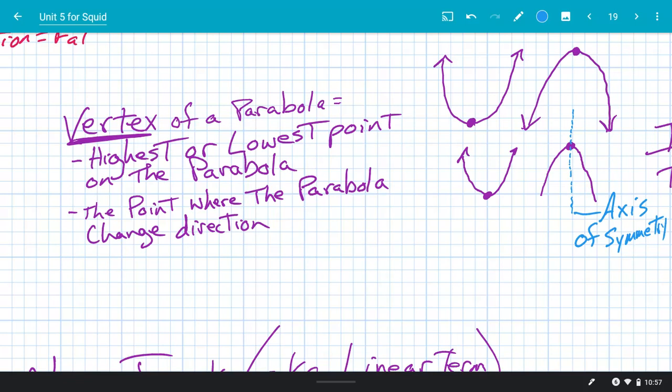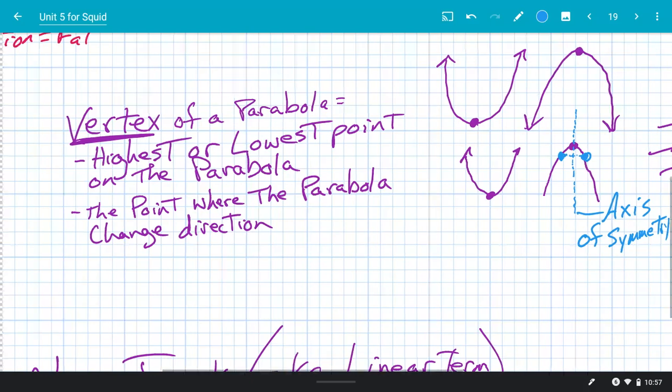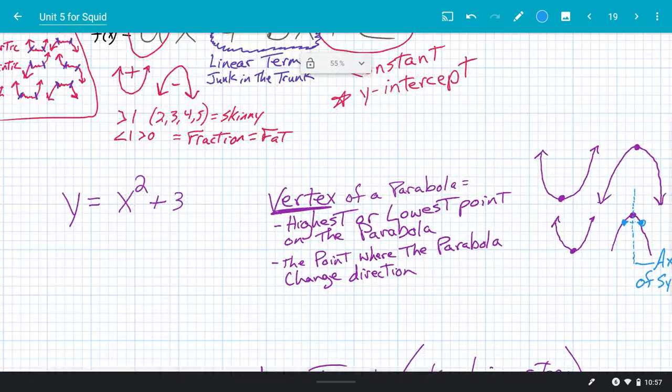That becomes very important to us when we're dealing with parabolas. So a point that's 1 unit away on one side should be 1 unit away on the other side, and so on and so forth. So the vertex is the highest or lowest point of the parabola, or the point where the parabola changes direction, and the axis of symmetry will go through the vertex. Cool? All right. So we're getting lots of good stuff here.